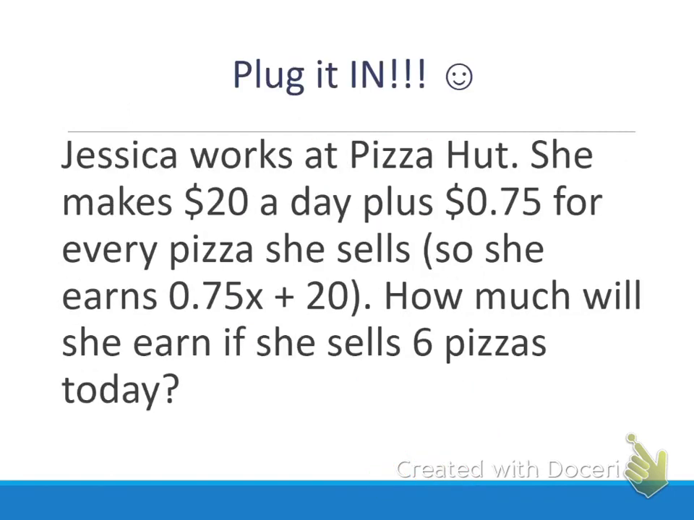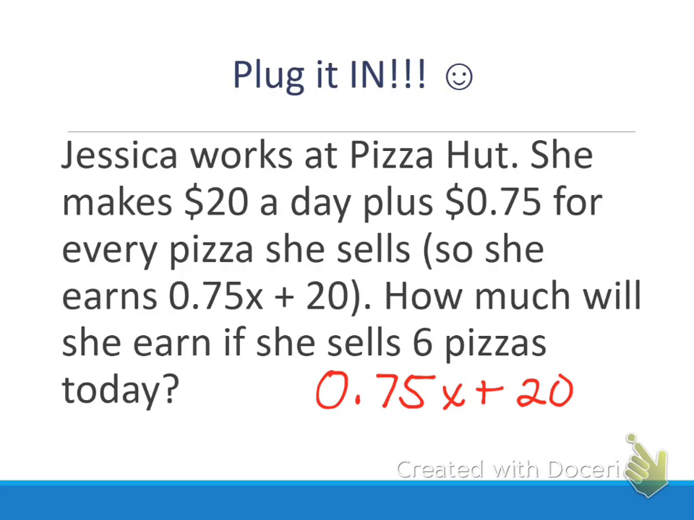All right, let's look at this one. We have Jessica who works at Pizza Hut. She makes $20 a day plus 75 cents for every pizza she sells. So she earns, and there it is. See that algebra formula they're giving us. So go ahead and write that. This is the formula they want us to use. 0.75 times x plus 20. So what does x represent in this case? No. What does it represent in words? How many she sells? Yeah, the number of pizzas she sells.